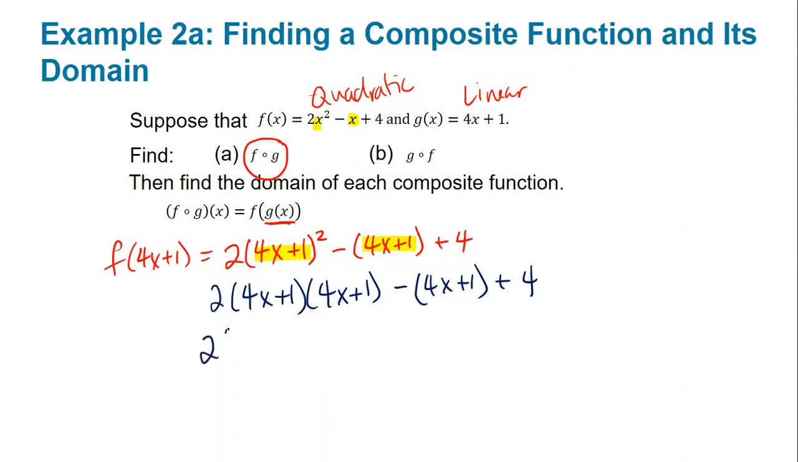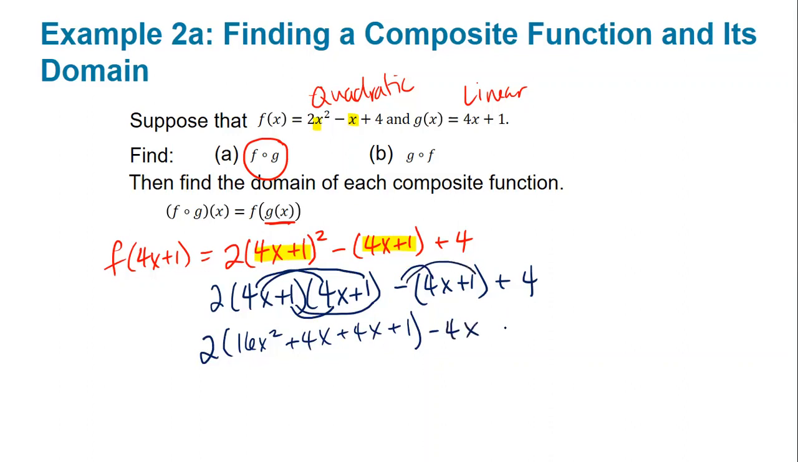I'm not going to touch the 2 yet. I have 4x times 4x is 16x squared. We have 4x times 1, 4x. We have 1 times 4x. And we have 1 times 1 is 1. We're going to distribute the negative. So we have a negative times 4x is negative 4x. We have a negative times 1 is negative 1.